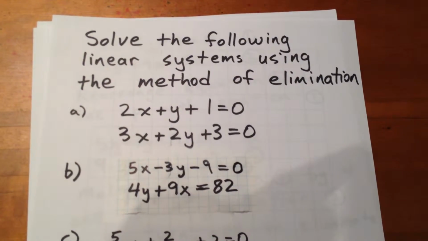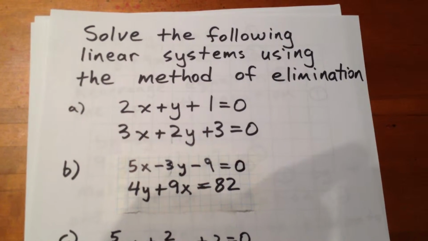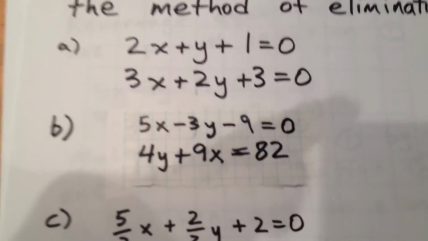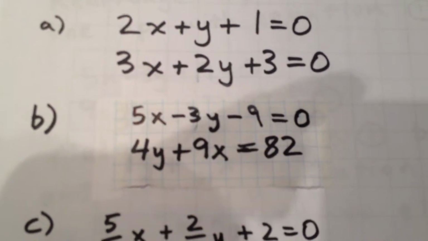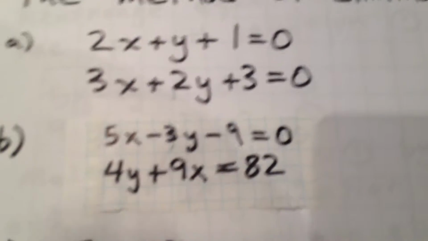We're going to answer question B. We're going to solve the linear system 5x minus 3y minus 9 equals 0 and 4y plus 9x equals 82. And we're going to do it using the method of elimination.